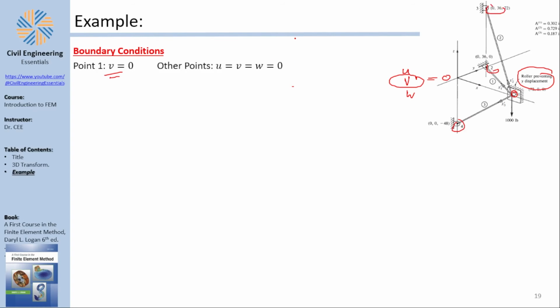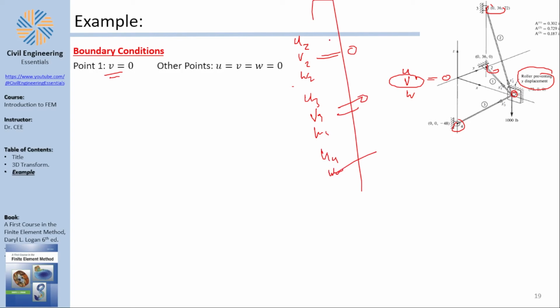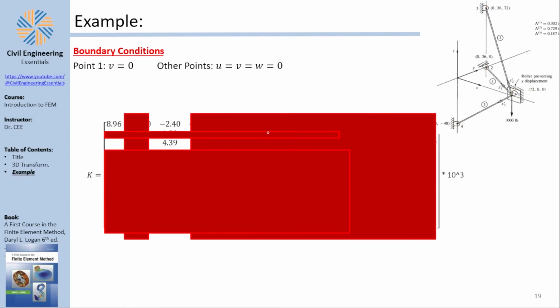So for example, you have U2, V2, and W2, all of them equal 0. You have U3, V3, and W3, all of them equal 0. You have U4, V4, and so on. So you get the idea. The consequence of this is, if you apply your global equation, your global stiffness matrix, the second row gets eliminated, as well as all those rows.